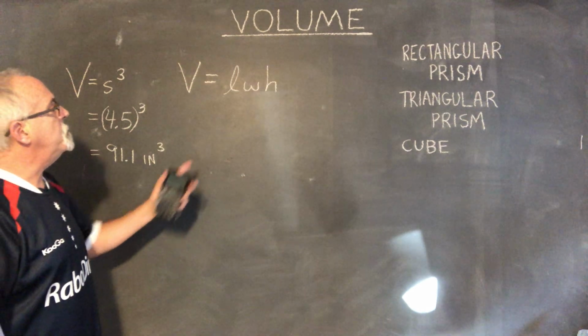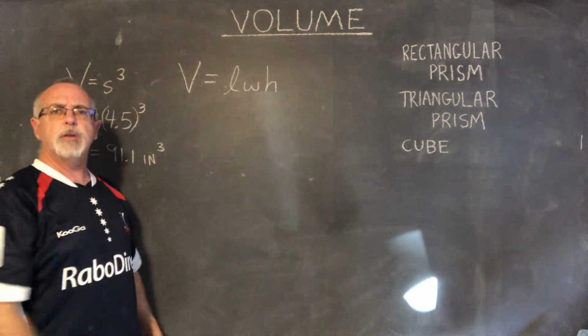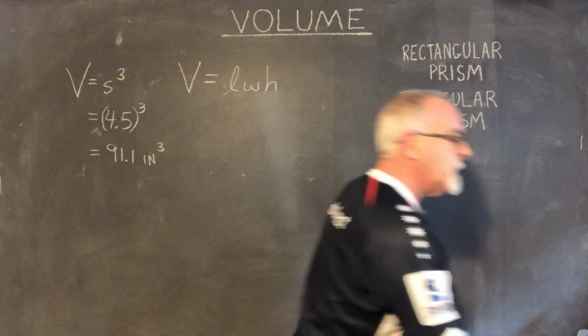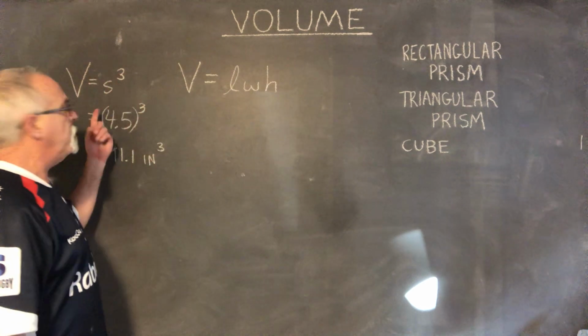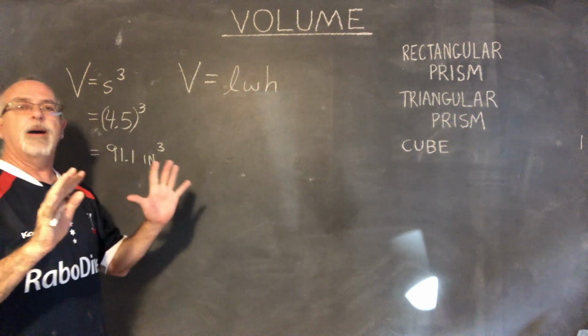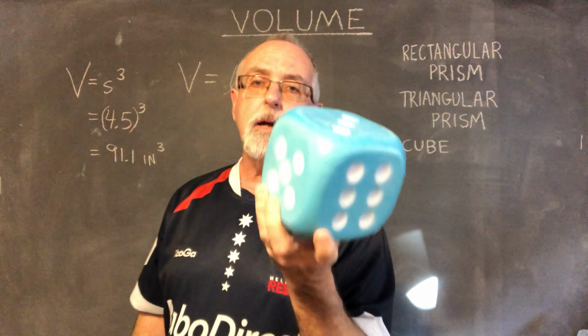91.1 inches cubed. But of course, what if I tried to do this cube with this rectangular prism formula? That sounds like it shouldn't be allowed. I wouldn't try to do a rectangular prism with the cube formula unless the rectangular prism happened to be a cube. Ha! Because this is a rectangular prism. It is a cube, but it's also a rectangular prism.